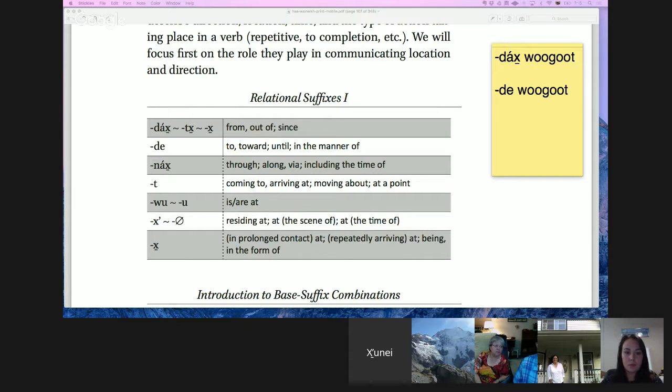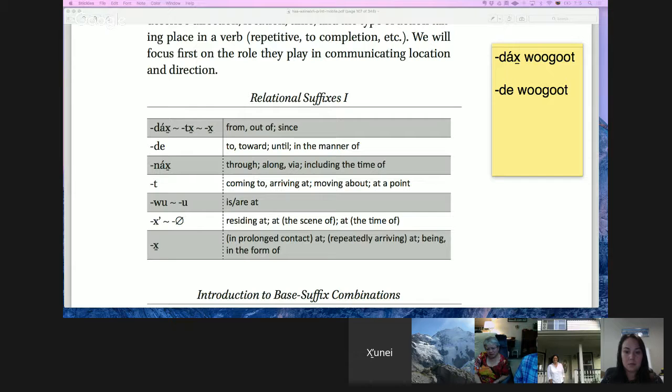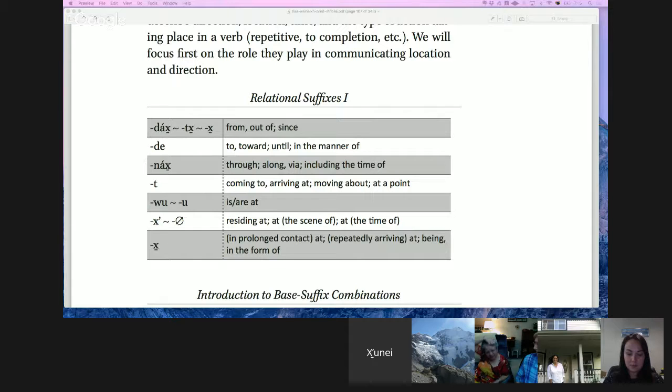Some of this is context, right? It depends on if you're out of town, that means going to town. Okay. Shaganin dewugut. Shaganin. Hechesegu shaganin. That's the way. What is that word? It stumped us. They walk toward tomorrow.